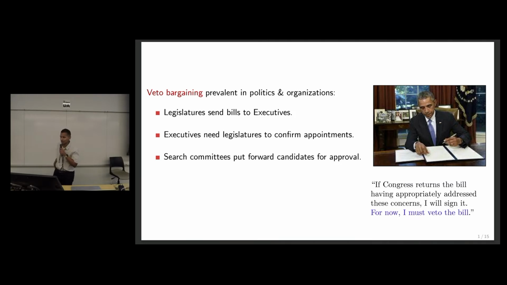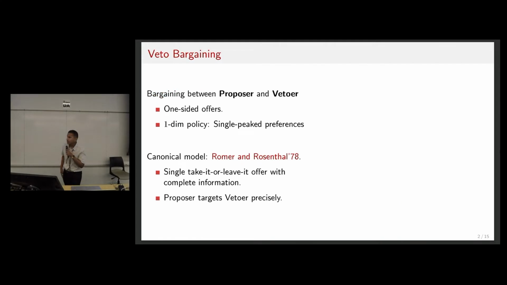So here's an image of someone who's not a co-author talking about whether he wants to veto a bill or sign it, and saying that for now he must veto the bill, but he's willing to consider versions of it that are modified. Okay, so what is the canonical model for veto bargaining?